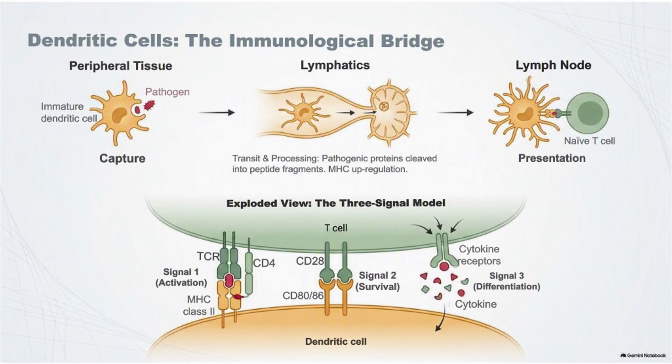At this point, the dendritic cell has done its job. It captured information in the tissue, carried that information to a lymphoid organ, and presented it to the adaptive immune system. So now it's time to meet the cells waiting on the other side of that conversation, the lymphocytes.